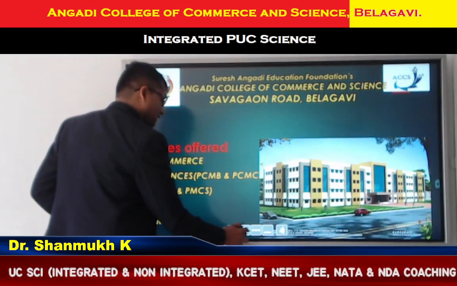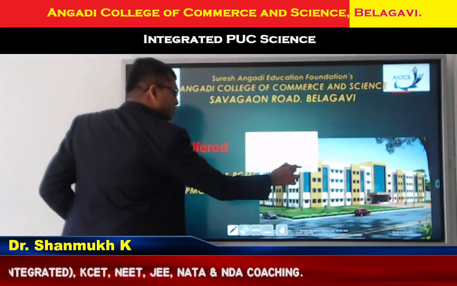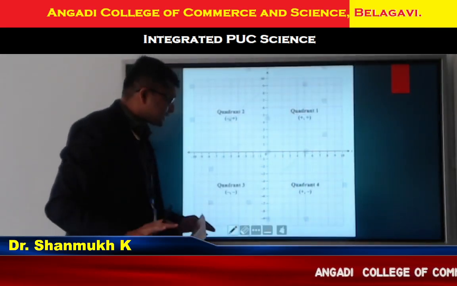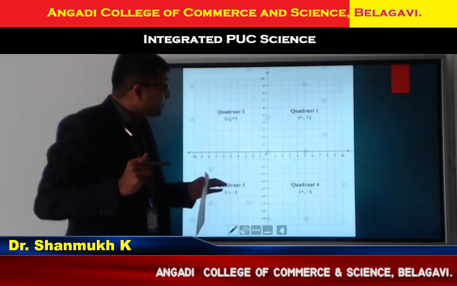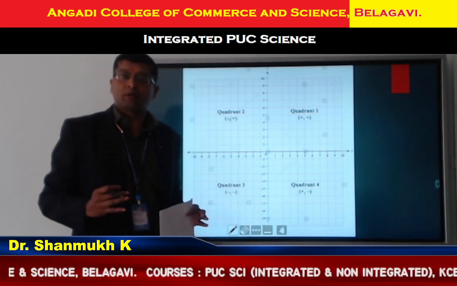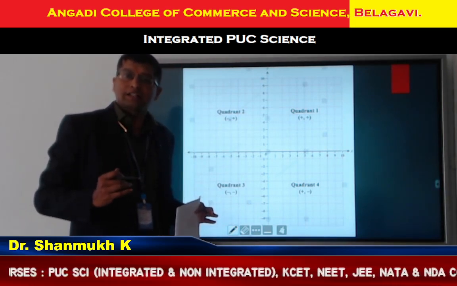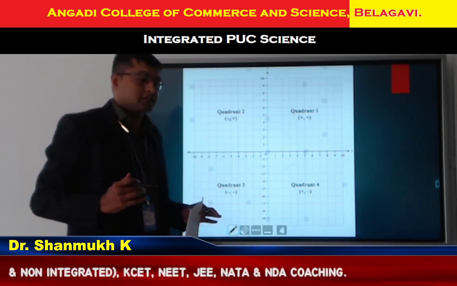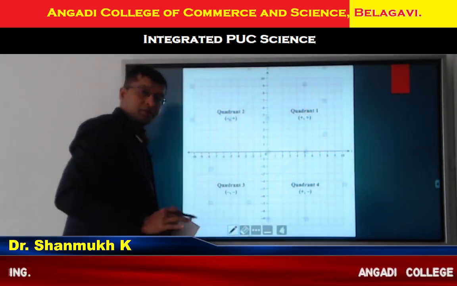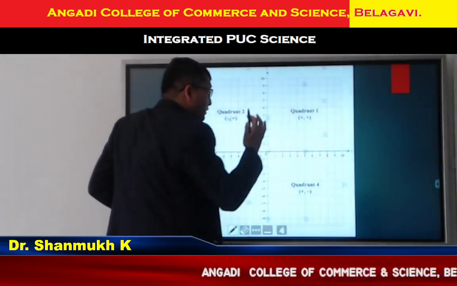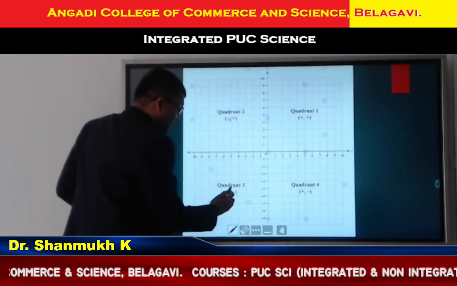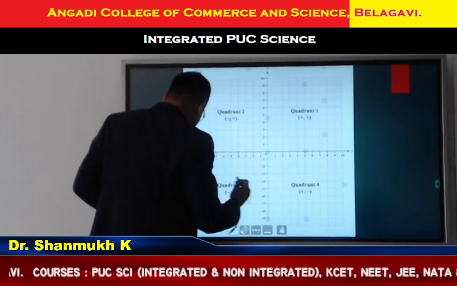We have a graph page, so using that we will do it. Dear students, you can see this is a graph. Before beginning, I will give an introduction about what is meant by a graph. In lower classes you have studied this. A graph has four quadrants. In the first quadrant, both are positive. Second quadrant, minus plus. Third quadrant, minus minus. Fourth is plus minus.